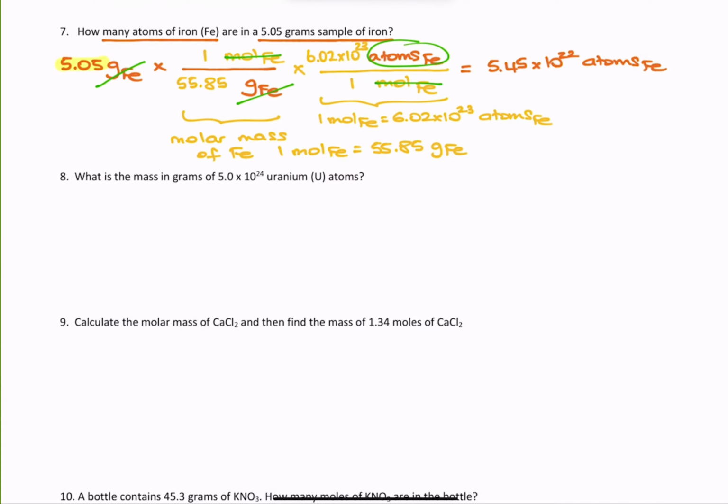3 sig figs, 4 sig figs, 3 sig figs. My answer is given to 3 sig figs. And the trick here, the key, was to break the conversion into 2 by going back to the base unit. Remember, we did something very similar in the dimensional analysis.